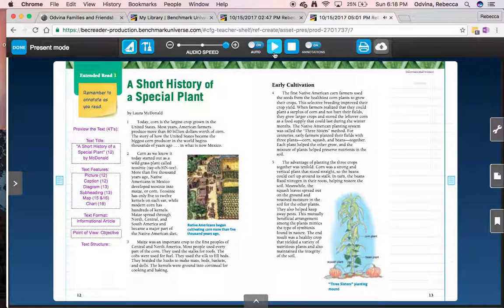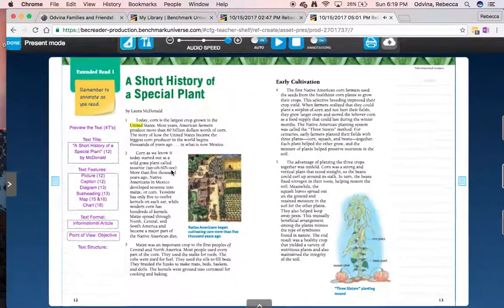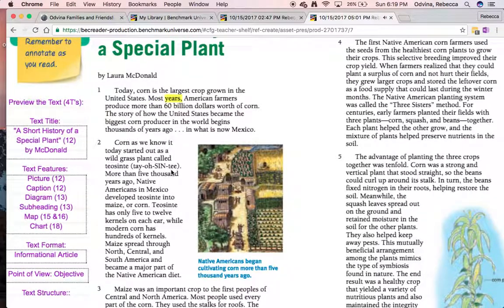Extended Read 1. Remember to annotate as you read. A Short History of a Special Plant by Laura MacDonald. Today, corn is the largest crop grown in the United States. Most years, American farmers produce more than $60 billion worth of corn. The story of how the United States became the biggest corn producer in the world begins thousands of years ago, in what is now Mexico.